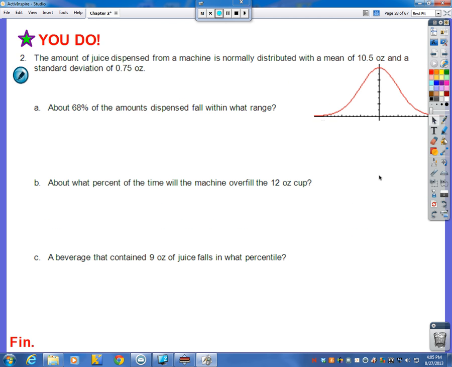Now, the last problem here contains 3 different problems. I want you guys to try this one on your own now, since we're at the end of the video. Try these 3 problems out. I'll check them tomorrow for credit during class, and we will also go over them to make sure that you really understand what's going on. But you should be able to use the empirical rule for all 3 of these problems.